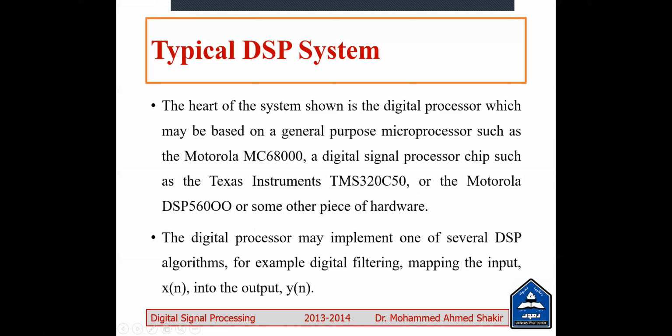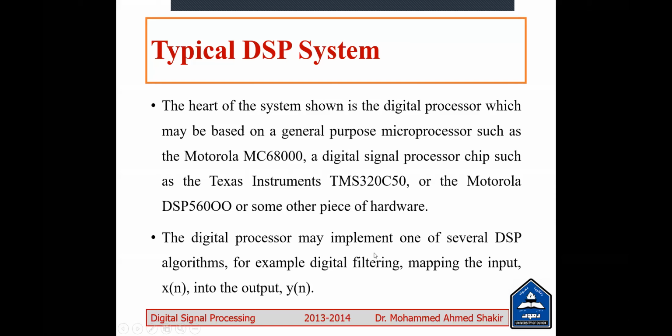Now, here we have some examples of DSP processors. The heart of the system is the digital processor, which is based on either a general purpose microprocessor, I mean the 8086, 8085, Pentium, and so on. All of these processors are called what? General purpose microprocessors. We also have special purpose microprocessors, for example DSP processors. These belong to the family of Texas Instruments or Motorola. The TMS320C50 is a very widely used DSP processor, or the Motorola DSP56000 or some other piece of hardware. All of these will be done using a DSP processor.